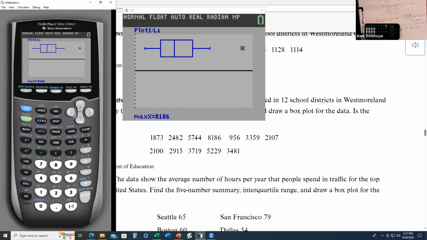Does it appear this data set is symmetric or highly skewed? What do you think? Pretty symmetric. That middle partition, the second quartile, is roughly halfway between the first and third quartile. That's a fairly symmetric data set. Pretty close to being bell-shaped or normally distributed. Yeah. All right, so we are done.